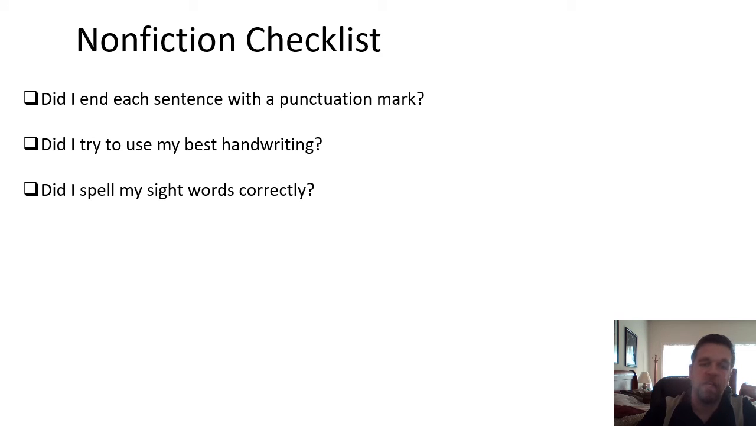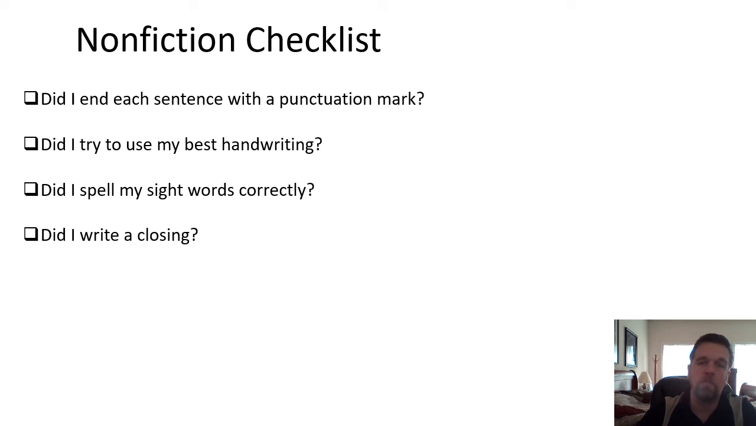Did I spell my sight words correctly? Spelling can be tricky, and it's okay to have some spelling mistakes here and there. But the words that you should always spell correctly are those sight words, those word wall words that we had this year. The words that you use time and time again, those are the words that you should be spelling correctly.